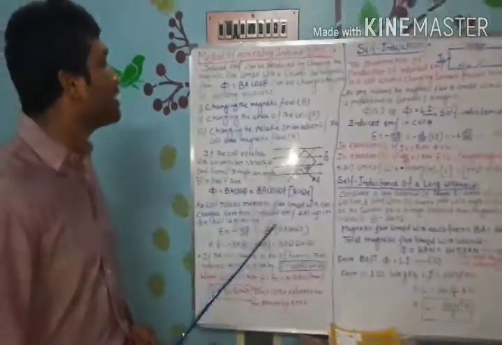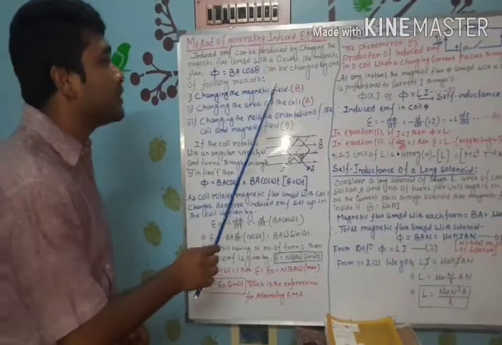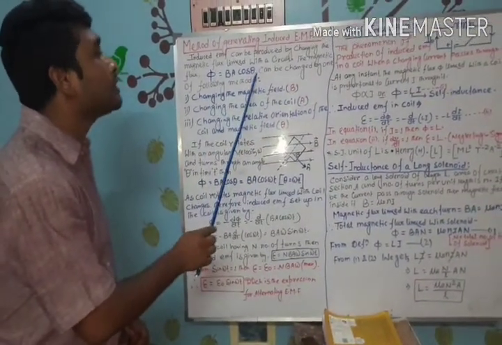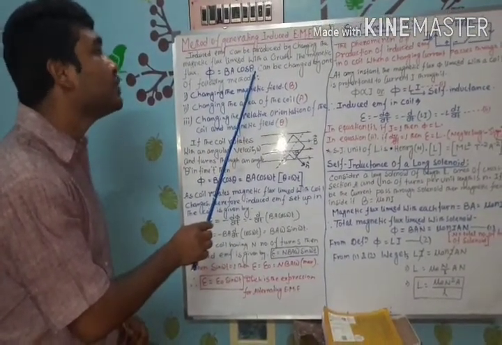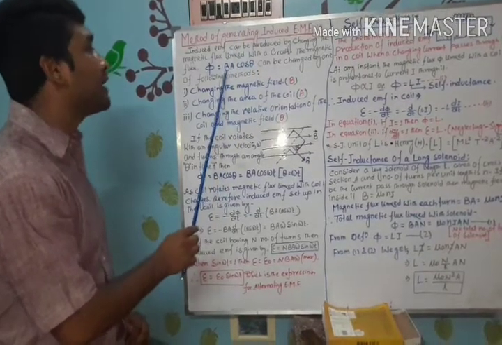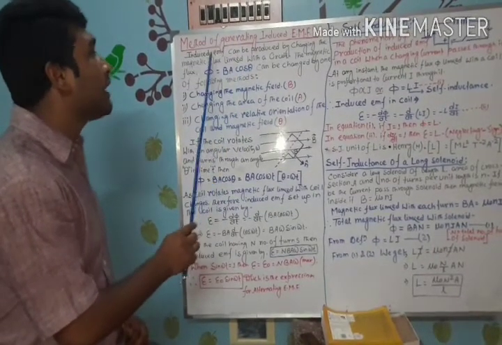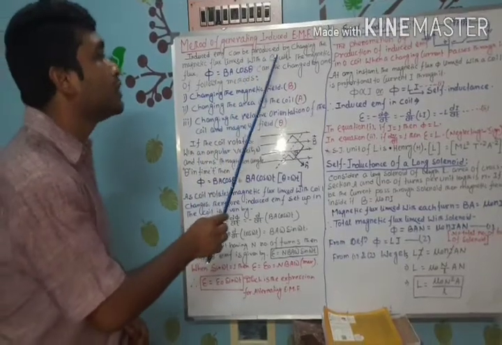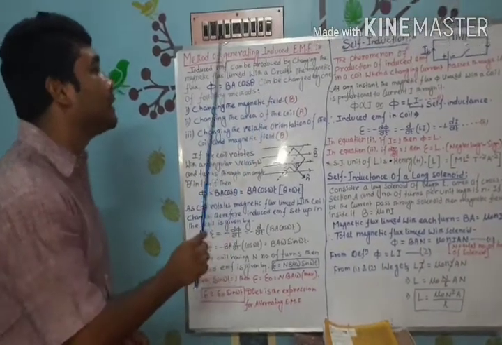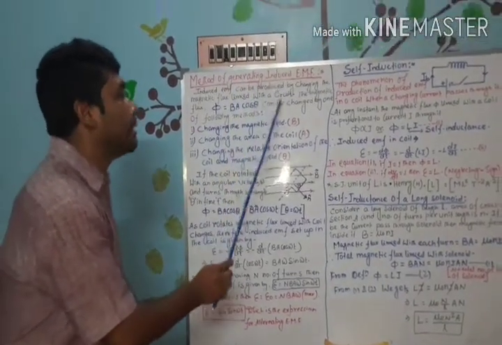Number one method, changing the magnetic field. From this expression we can say that if we can change the magnitude of the magnetic field, the magnetic flux linking with the coil changes, meaning in that coil there will be some induced EMF.